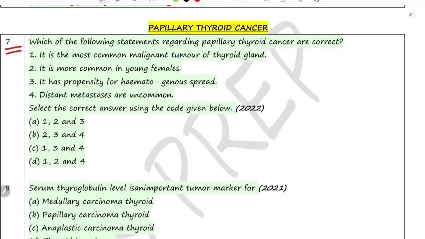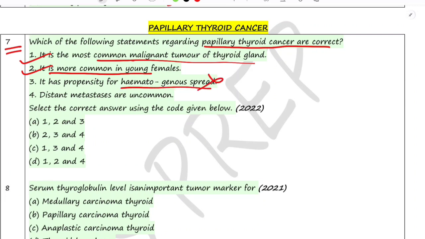Question number 7. Which of the following statements regarding papillary thyroid cancer are correct? It is the most common malignant tumor of the thyroid gland. Yes, it is correct. It is more common in young females. Yes, it is correct. It has propensity for hematogenous spread. No, this is incorrect. It has propensity for lymphatic spread.